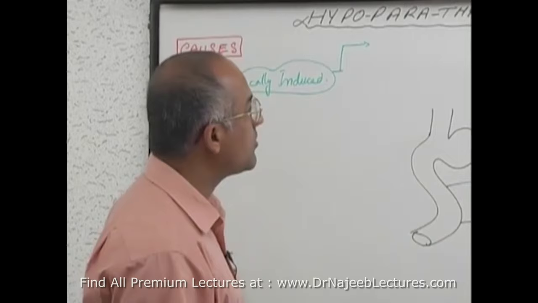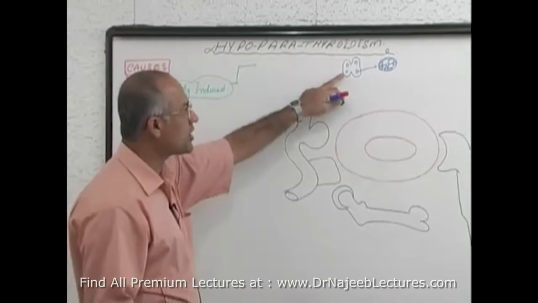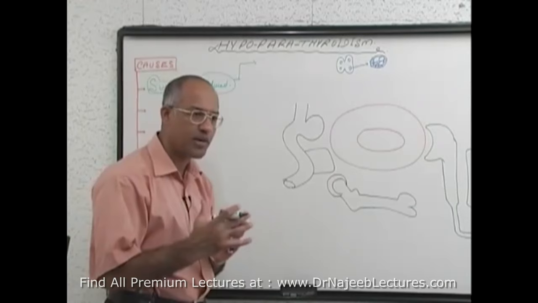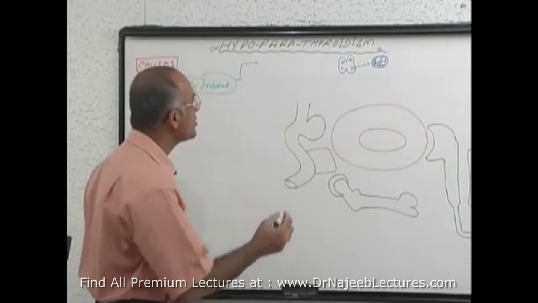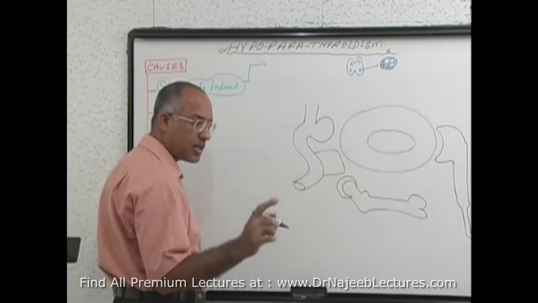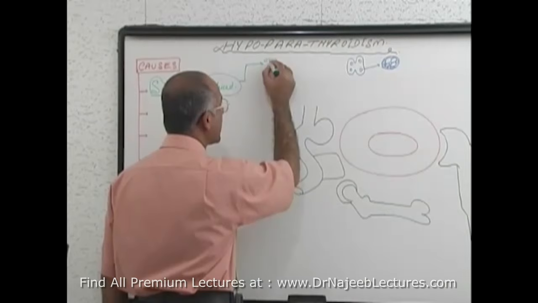When you are removing the thyroid gland, sometimes inadvertently you also take away the parathyroid gland. As you know, parathyroid glands are very intimately related to the back of the thyroid gland. So during thyroidectomies, sometimes parathyroids are also removed and thrown away. That may produce hypoparathyroidism. So one surgical cause, which is the most common, is thyroid surgery, thyroidectomy, removal of thyroid.